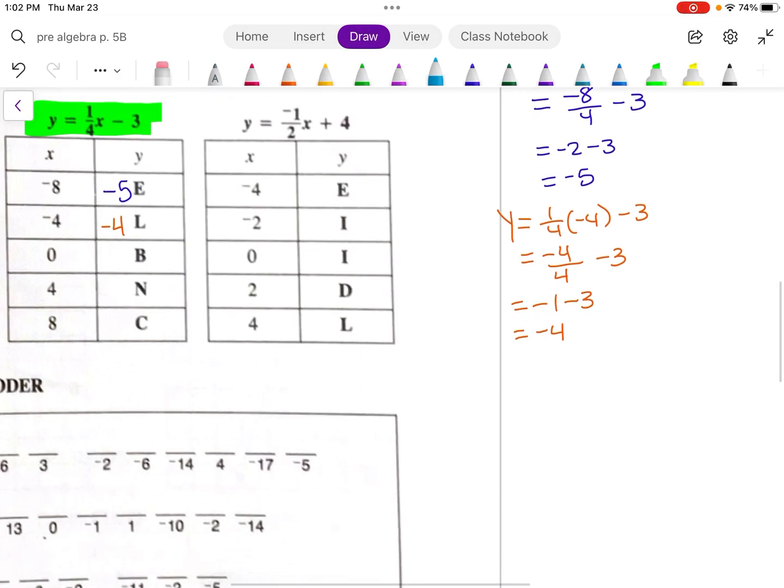All right, keep going here. What about when x is 0? 1/4 times 0 minus 3. Well, 1/4 times 0, I know that that's just 0, right? Anything times 0 is 0. 0 minus 3 is -3.